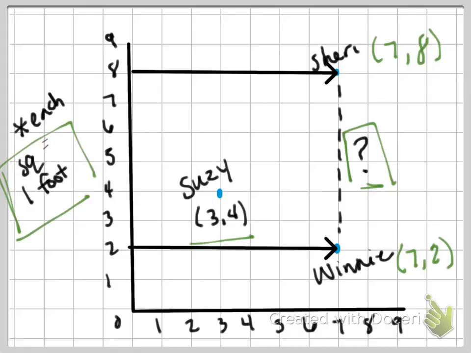So the distance between Winnie and Sherry, since I know they're both over 7 feet, I need to compare now their vertical distance. 8 feet compared to 2 feet. Well, now I can figure out that my question mark is a difference of 6 feet. Sherry is 6 feet away from Winnie. So again, using those coordinate pairs to find the distance between two different people or points.